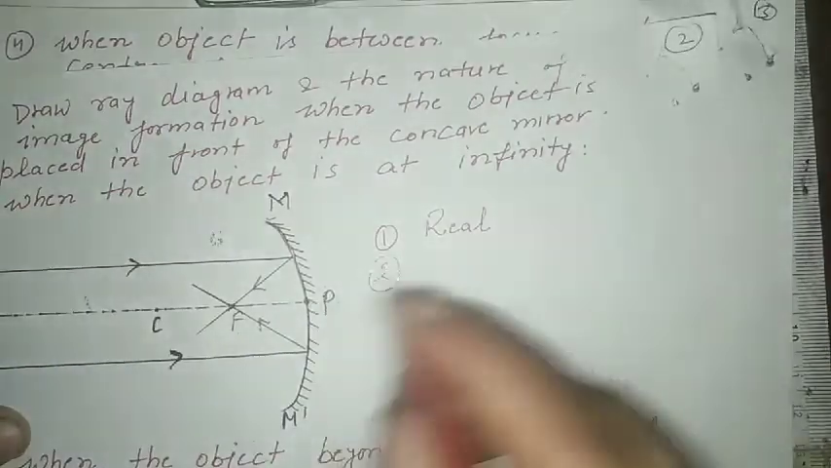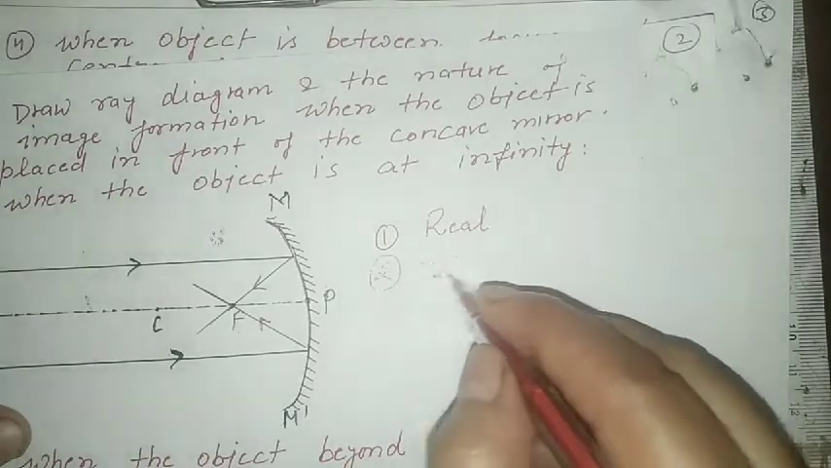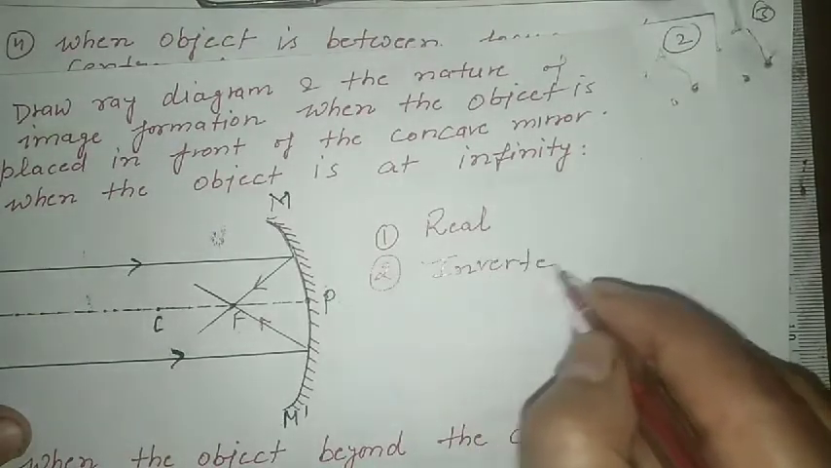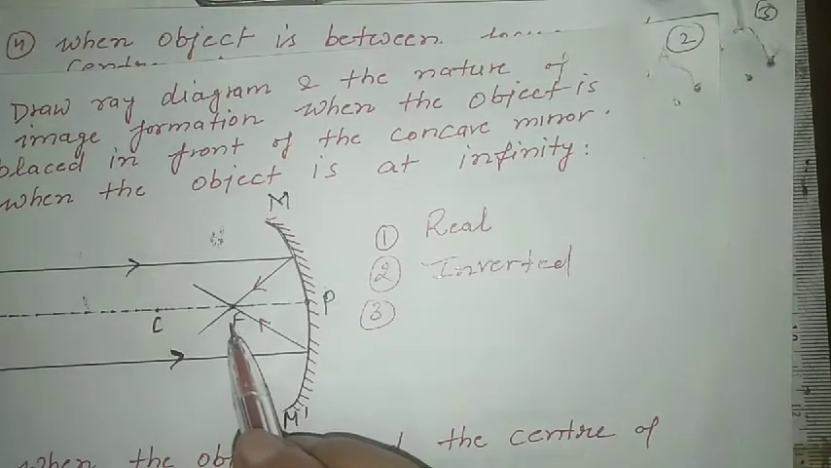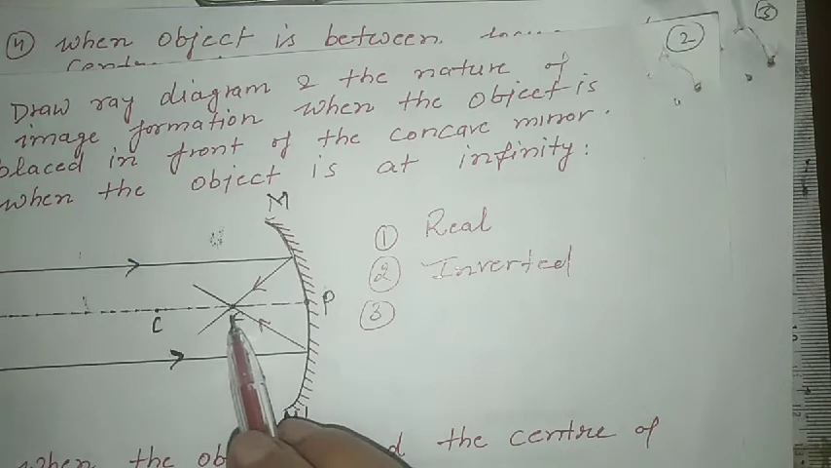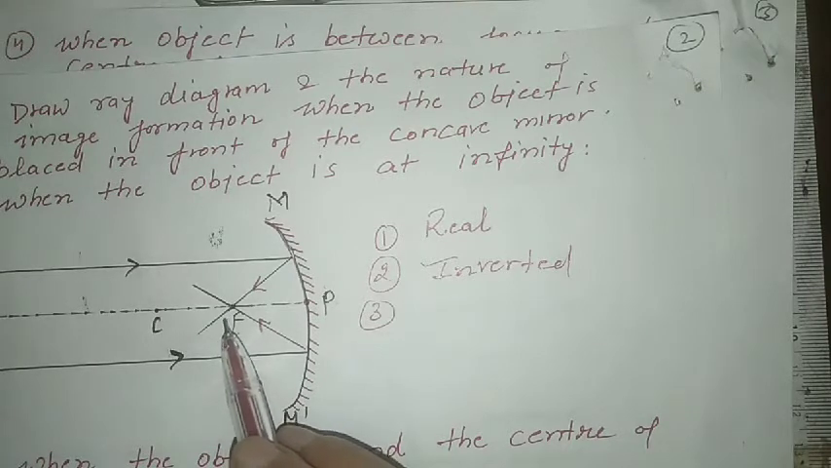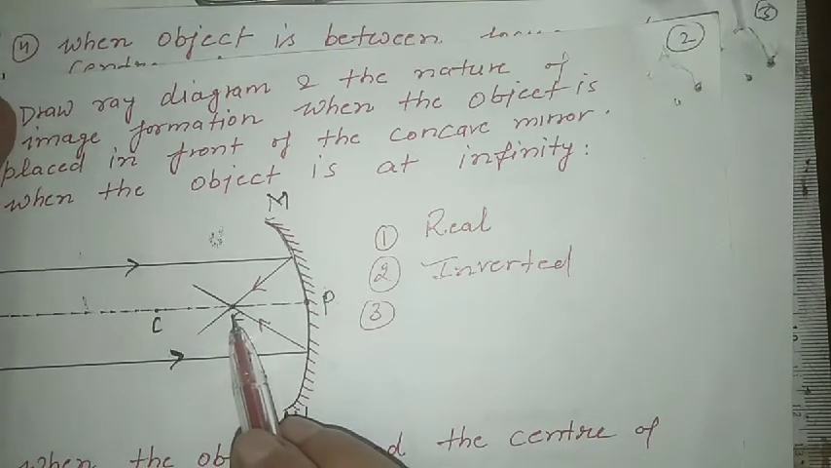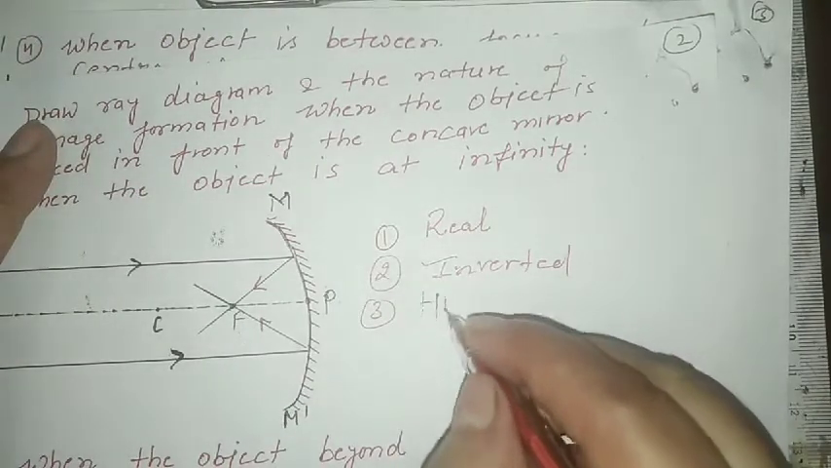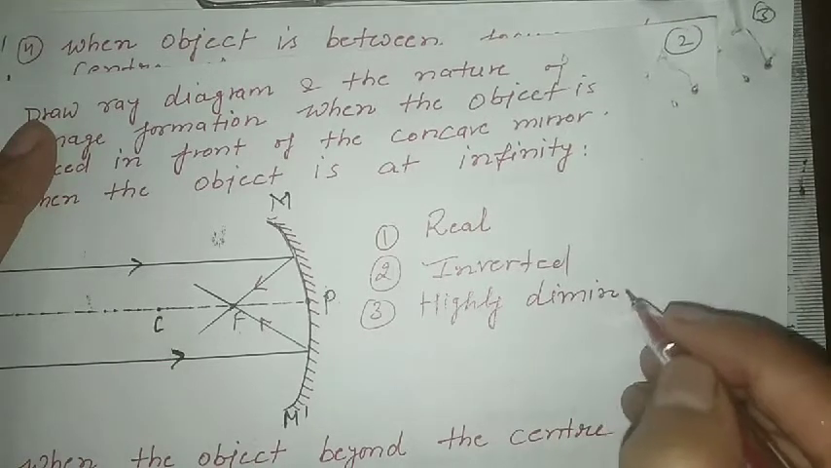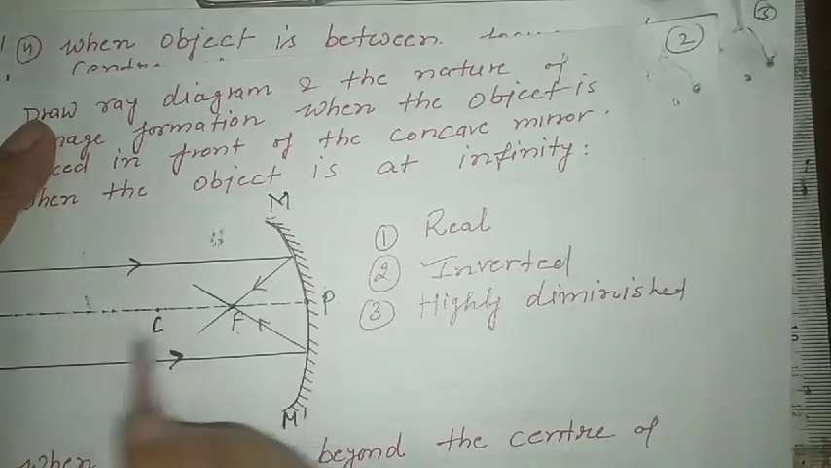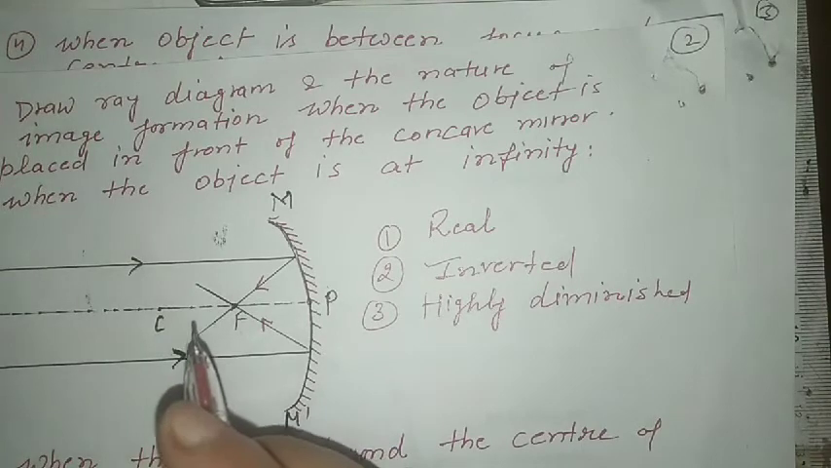Second point, inverted. The image will be inverted. And the third point we can take here, because the sun, the moon, we actually see the image at focus, and if we are watching the image, is this the size of the sun? No, it is much bigger in real. So it means the image we are looking here, that is highly diminished. Highly diminished. And in front of the mirror. This is in front of the mirror.